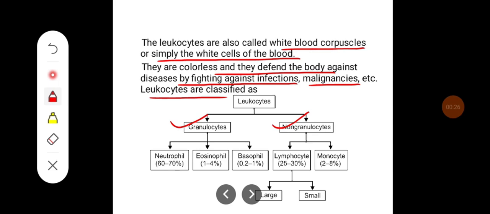agranulocytes or non-granulocytes. Amongst granulocytes, neutrophil, eosinophil, basophil, the neutrophils make up the most, that is 60 to 70% of the total leukocytes. Eosinophil between 1 to 4% and basophil less than 1%. Among agranulocytes, lymphocytes form 25 to 30% of all the total leukocytes and monocytes 2 to 8%. Lymphocytes can be classified as large and small lymphocytes based on their size.